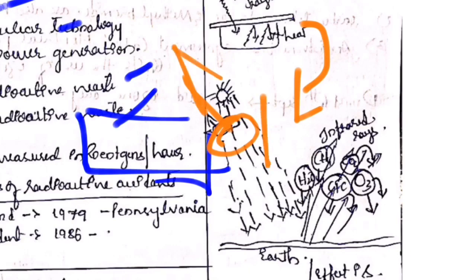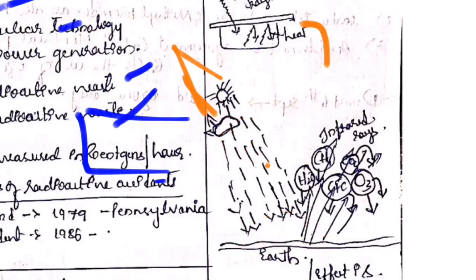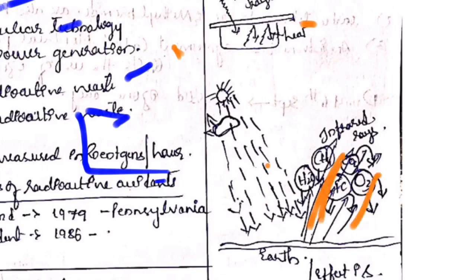Only half is entering onto the earth. So earth absorbs this sunlight, and after some time it re-emits the radiations, or re-emits the light which is absorbed, in the form of infrared radiation to the environment. It absorbs, after some time it re-emits. So the re-emitting will be in the form of infrared rays.